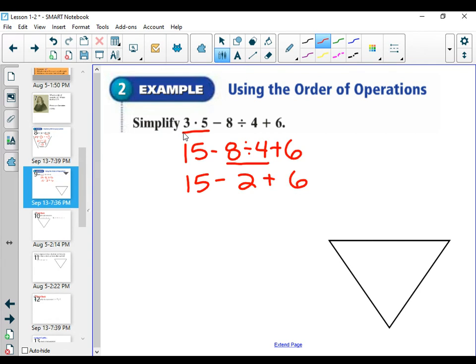So I've did my multiplication and division left to right. And now I'm going to move on to adding and subtracting left and right. Some people like to put a circle or a box around their answer. Not required, but it is nice to say, hey, here it is.